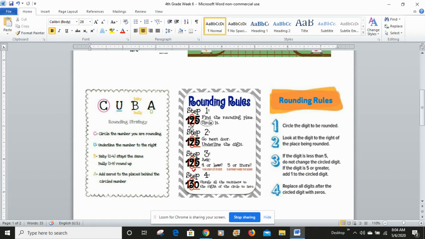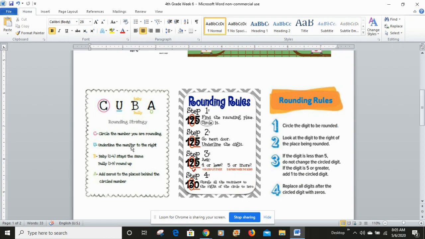You can see we want to round here in the tens place. We've circled it. We go next door, underline the digit, and we can see that's a 5. So 4 and below, we don't change. 5 or above, we do. So 4 or less, 5 or more. And it is 5, so we take the rounding place and go up by 1. All the rest change to zeros.